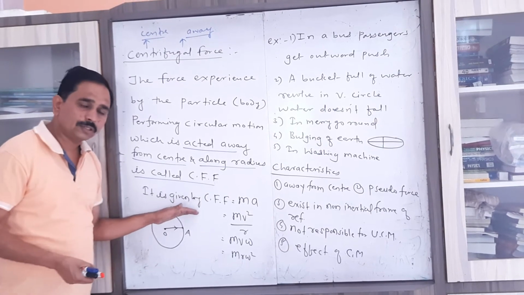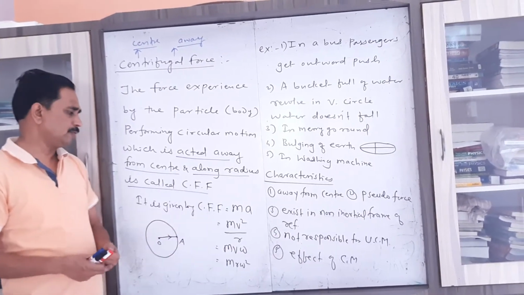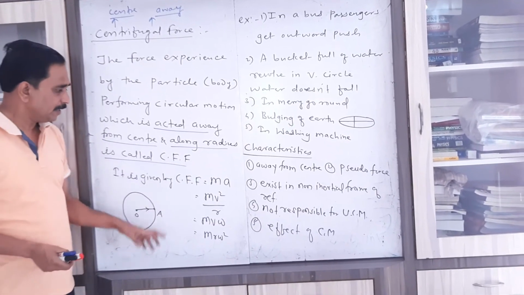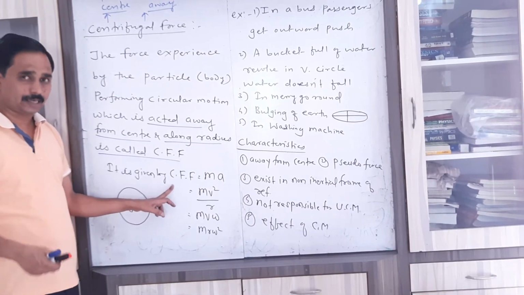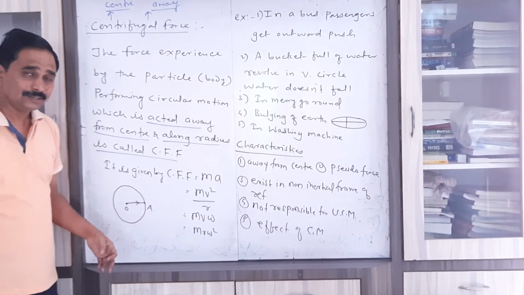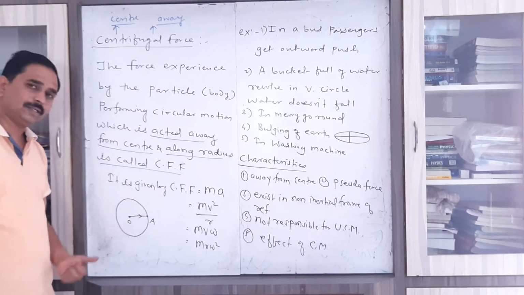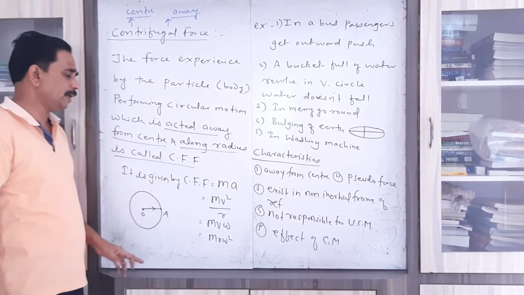Now this force is given in a similar way to that of the centripetal force, the same formula. You can say that the magnitudes of centripetal force and centrifugal force are equal. The only difference is the change in direction. Centripetal force always acts toward the center and centrifugal force always acts away from the center.